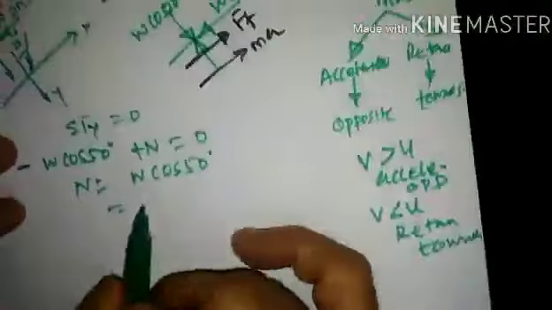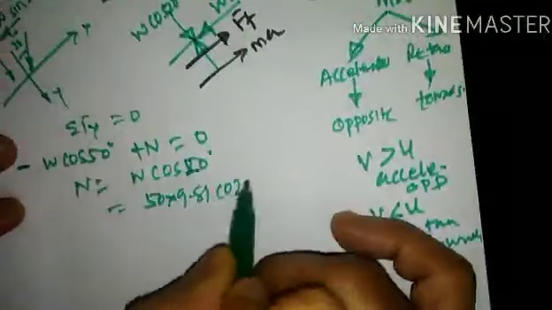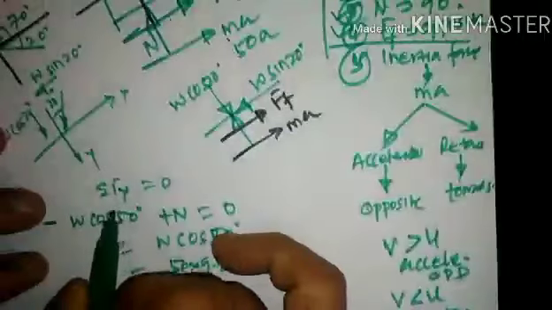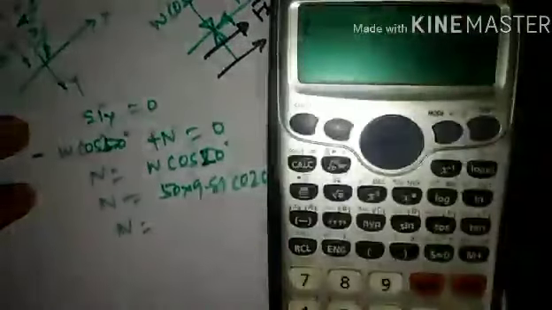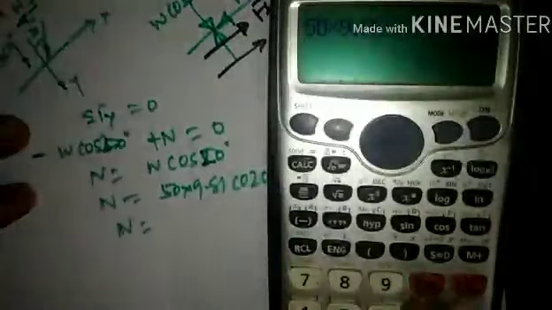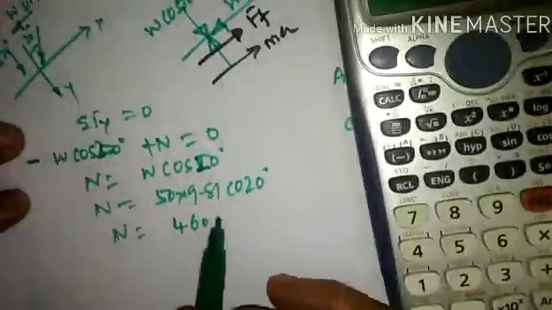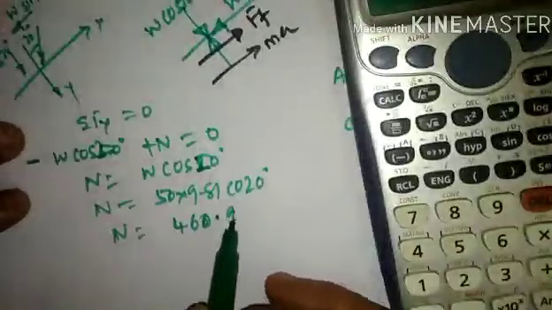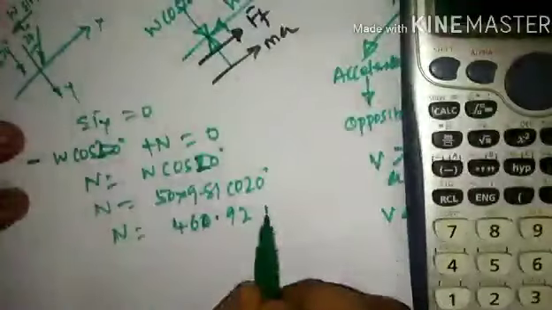Now W means 50 into 9.81. So substitute the value: N is equal to 50 into 9.81 cos of 20 degrees. The final value of N shall come out to 460.92. So the value of N is 460.92 Newton.